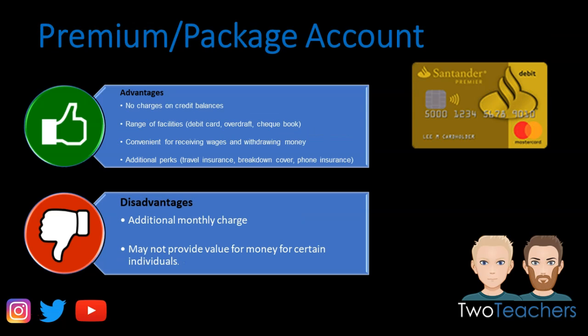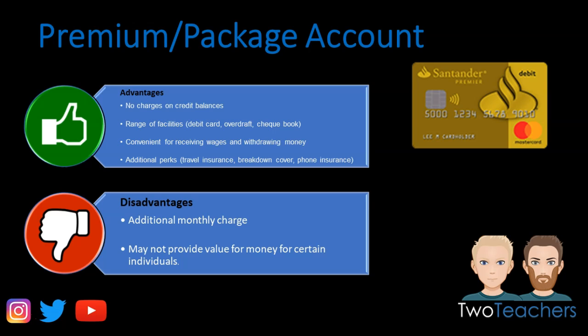So premium/package account, the advantages of those are there's no charges on credit balances, there's a range of facilities just like your standard account. You get a debit card, you get an overdraft, a checkbook. They're convenient for receiving wages and withdrawing money, similar to a standard account. However, unlike a standard account, you get additional perks: travel insurance, breakdown cover, phone insurance. Disadvantages, however, are there's an additional monthly charge.